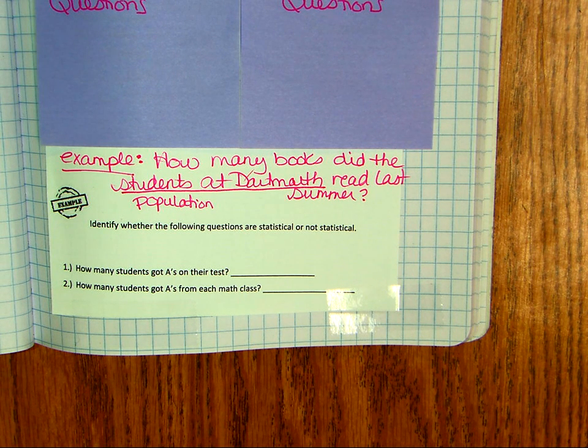So my first thing is, how many students got A's on their test? Is there variability to that answer? Is there multiple answers? Yes. So my question is, if I were to restate the question as, what grades did students get on their test? Is there variability in that? Could students get A's? Could they get B's? Could they get C's? If I were to pull 100 students and ask them, did you get an A?